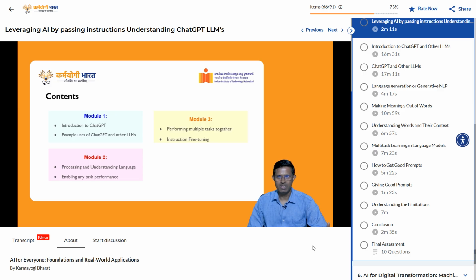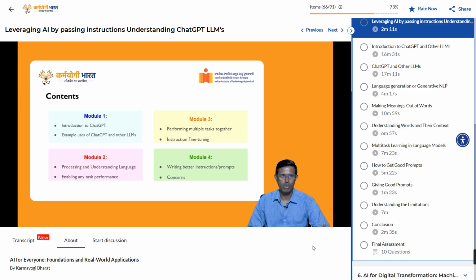Next, we move on to module 3, where we see how to perform multiple tasks together. And in that context, we'll also talk about instruction fine-tuning, which is again one major way in which the performances of these ChatGPT and LLMs can be enhanced. Next, we have module 4, where we will try to see how to write better instructions or better prompts and submit them to all these large language models. And we'll also touch upon some of the concerns which are there while using these kinds of systems. So this is what we are going to cover.